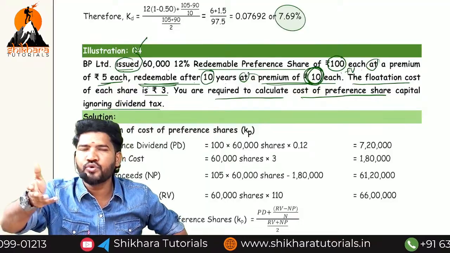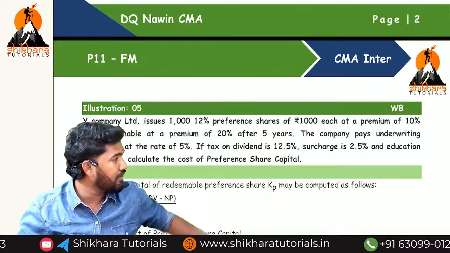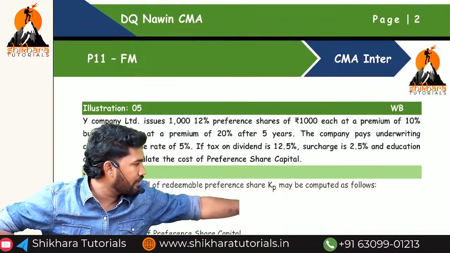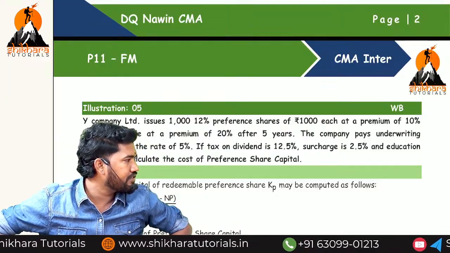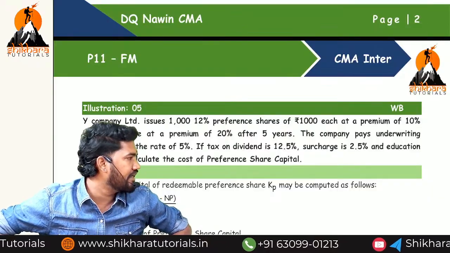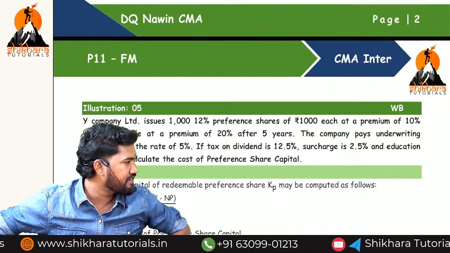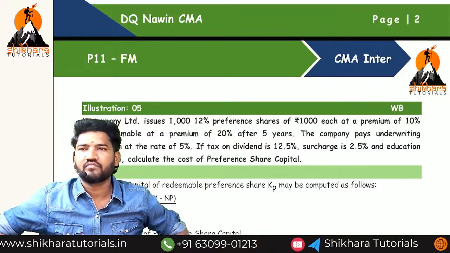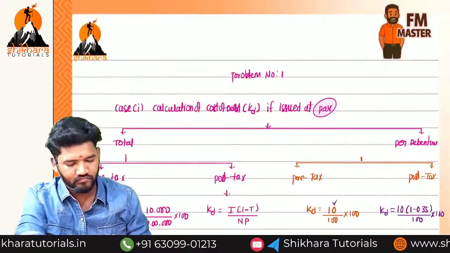Even the newly issued workbook also added a problem. You can observe, I think this is a problem I consider from the workbook. See, what about the 12.5%? If tax on dividend is 12.5%, surcharge 2.5%, education cess is 3%, calculate the cost of preference share capital. Guys, clear? Okay, then fine. First, we want to solve this.